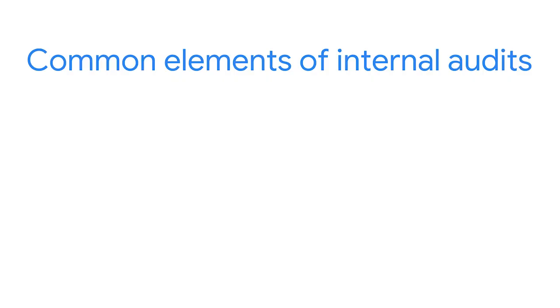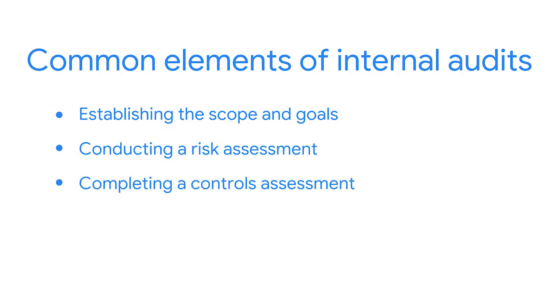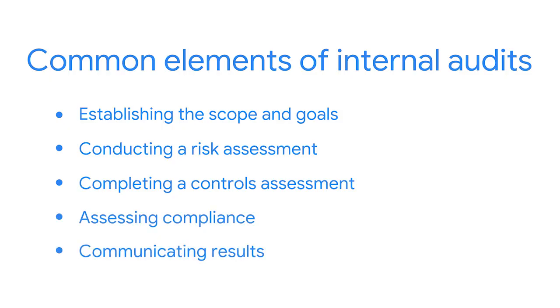Previously, we discussed the initial planning elements of an internal security audit. In this video, we'll cover the final elements that an entry-level analyst might be asked to complete. As a reminder, the planning elements of internal security audits include establishing the scope and goals, then conducting a risk assessment. The remaining elements are completing a controls assessment, assessing compliance, and communicating results.